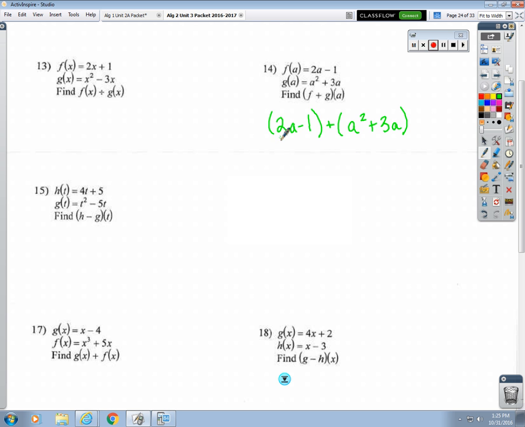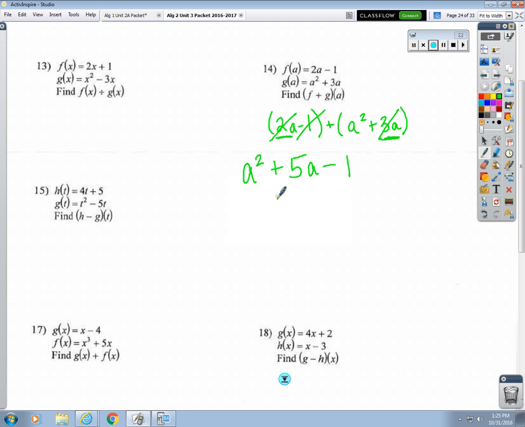Okay, so starting with this 2a, what can we add it with? 3a. And that makes a 5a. Negative 1, can it combine with anything? No, so you just bring it down. A squared, is there anything they can combine with? No, so you just bring it down, but I'm going to bring it down in the front because shouldn't my highest exponent come first? And then, now that it's in the front, I need a sign here. What sign does it need to be?